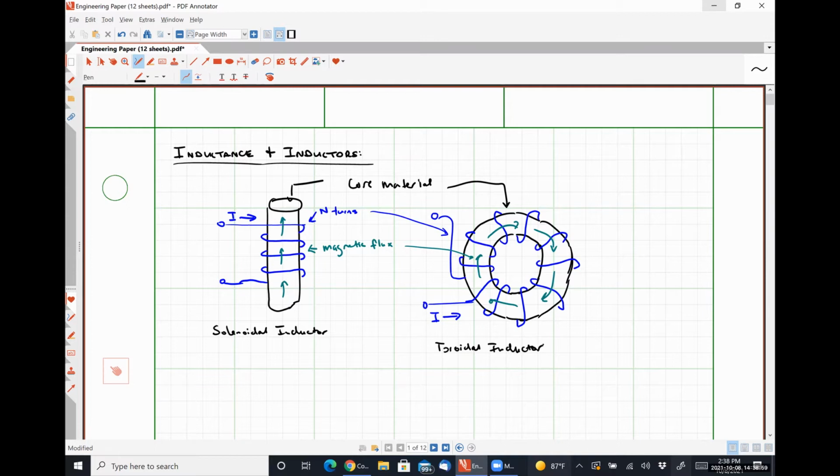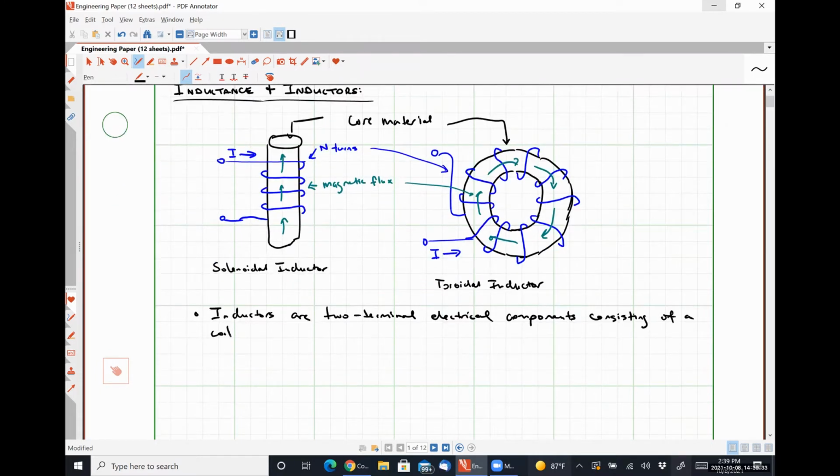So we could summarize this by saying that an inductor is a two-terminal electrical component consisting of a coil of wire wrapped around a usually magnetic core, right?